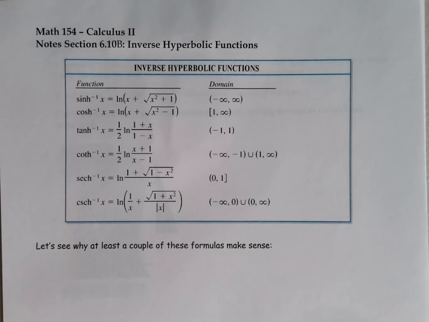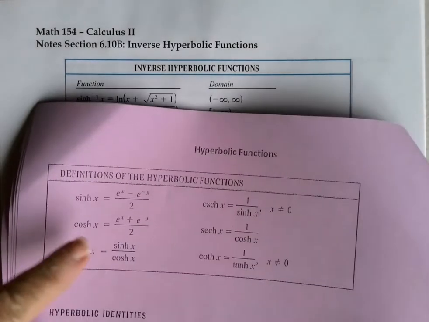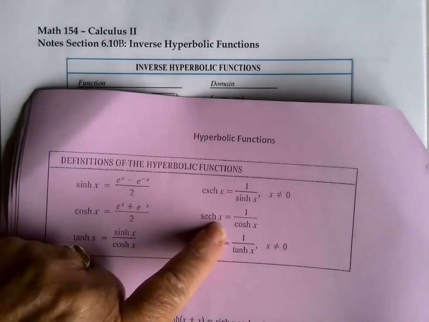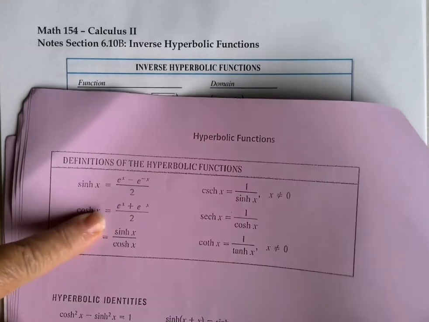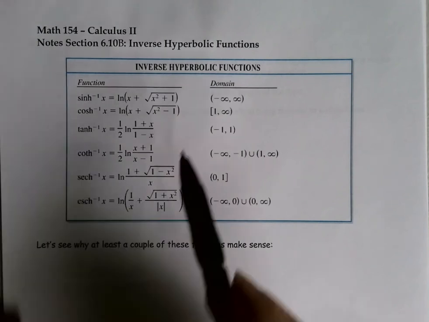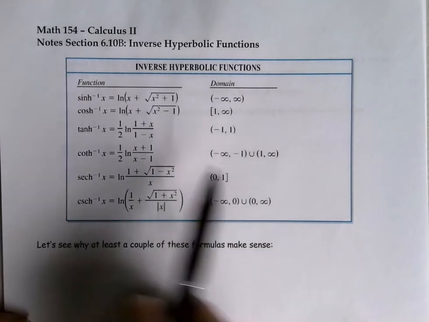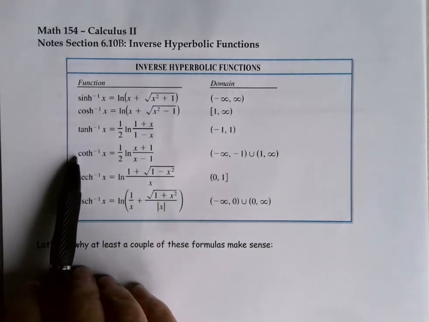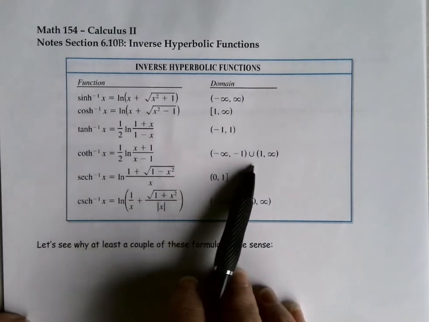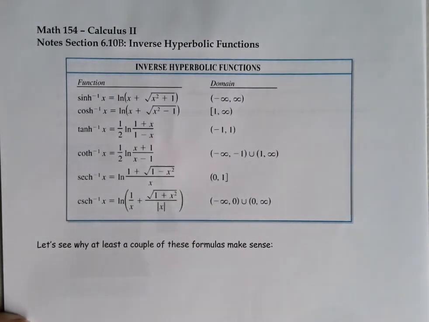Sinh was e to the x minus e to the minus x over 2, and cosh was the same thing with the plus, right? We had these definitions for sinh and cosh, meaning all of these also involve the e's. So that does mean that the natural logs would be the pretty obvious inclusion in the inverses. The domains here are all set up simply so that the logs themselves will work out. We know we can't have a negative inside a log, so we've got restricted domains to avoid that.